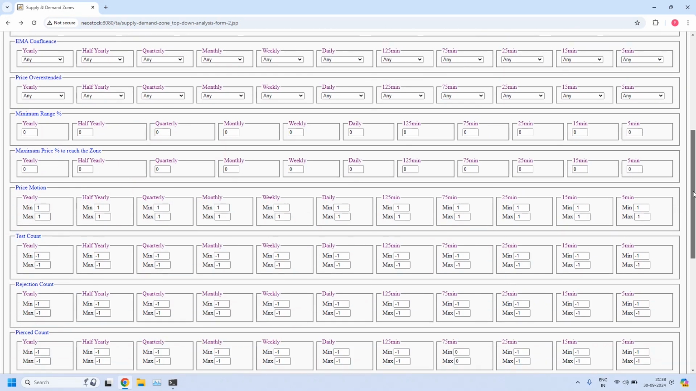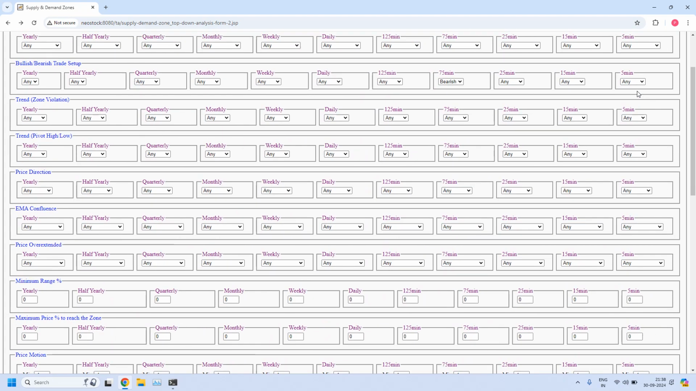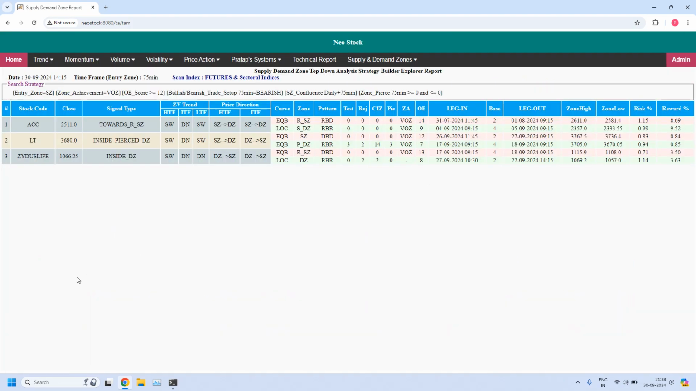So in the supply zone confluence, I am enabling the filter 75 minute supply zone with daily supply zone. Let's verify. Oh, all the 3 stocks are having a ITF confluence. That means 75 minute zone is part of a daily supply zone. And the daily trend is a downtrend.